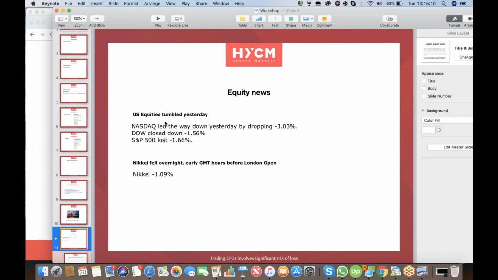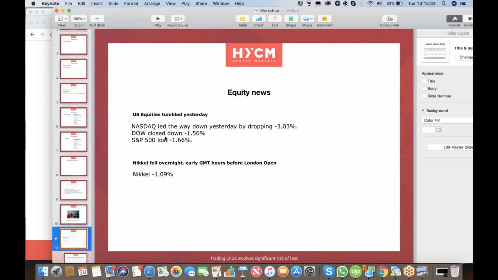So yesterday, US equities had a really big fall. The Nasdaq led the way down yesterday, dropping 3%. So that's a very large fall. The Dow closed down 1.5%, the S&P 500 down 1.66%. So in the session previous to the Asian session overnight, we had these large falls in equities.